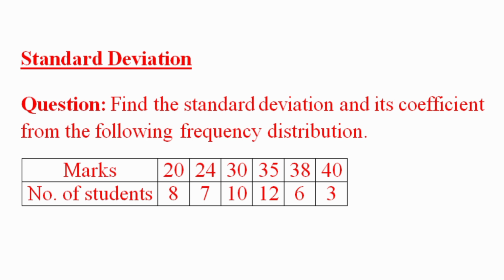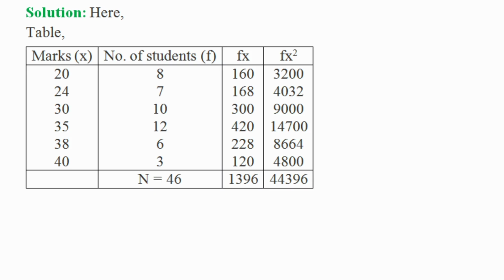Now, let's solve it. Solution. Table. Construct a frequency distribution table for the calculation of standard deviation by direct method. In this method, we need the values of fx and fx squares. From the table, number of data n is equal to 46. Summation of fx is equal to 1396. Summation of fx squares is equal to 44396.